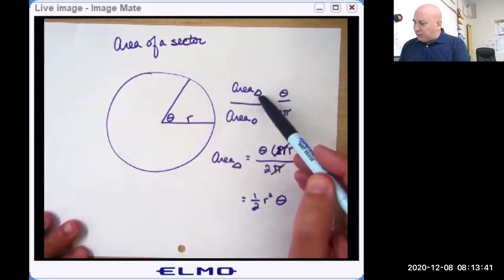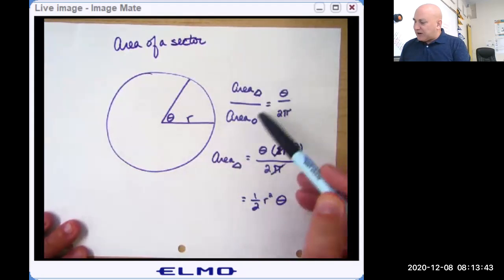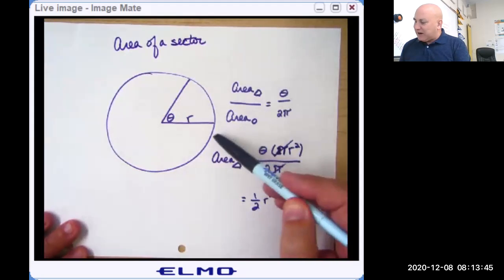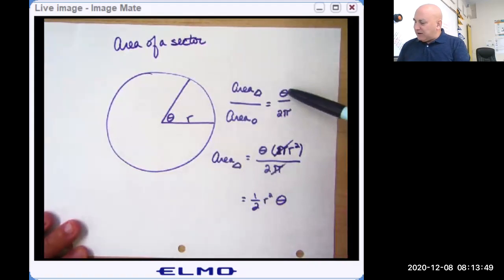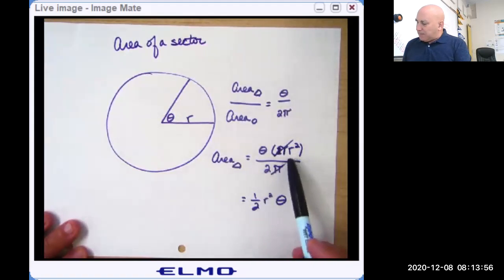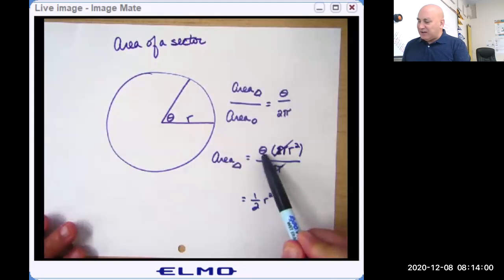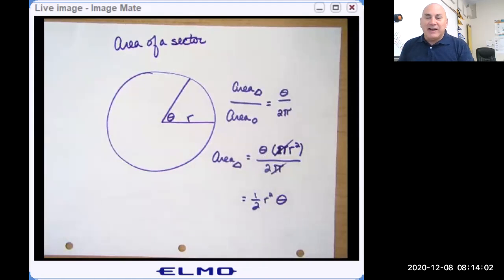Then you could solve for the area of the sector by multiplying both sides by the area of the circle, which is pi r squared. So you have theta over 2 pi times pi r squared, the pi's cancel, 1/2 r squared theta. Again, theta has to be in radians for this formula to work.